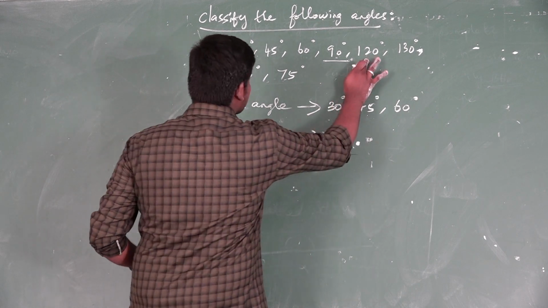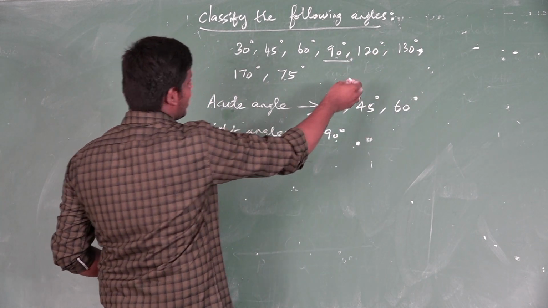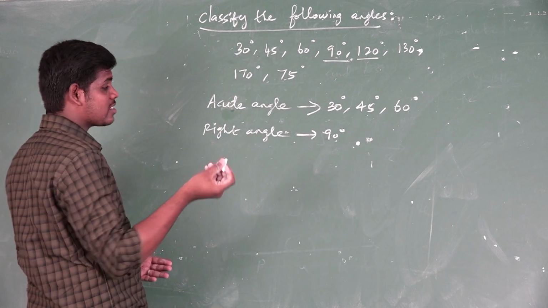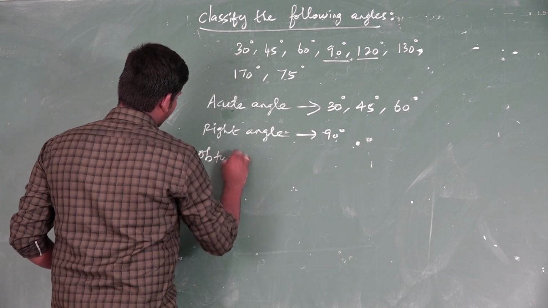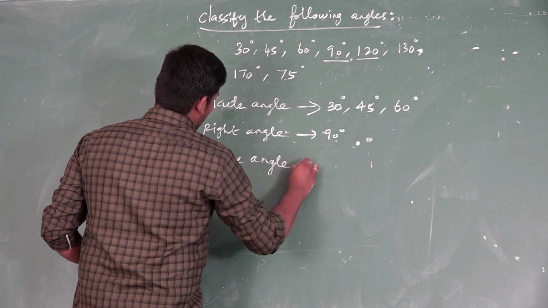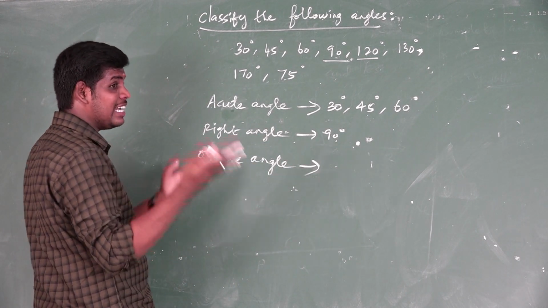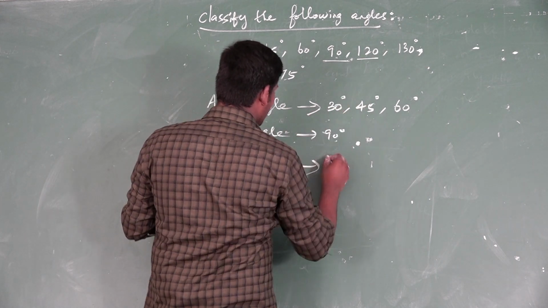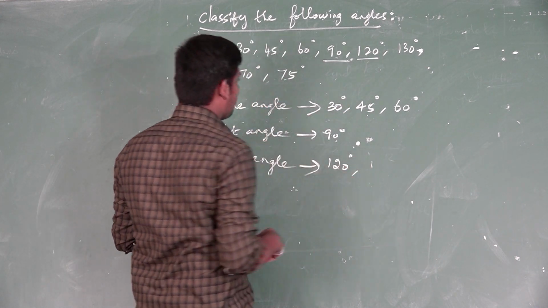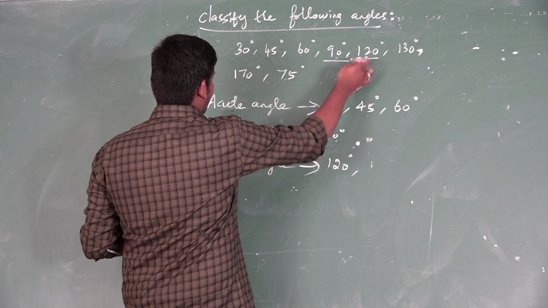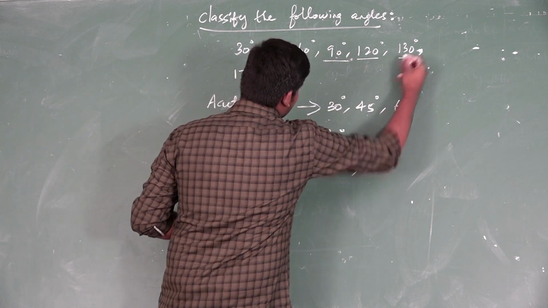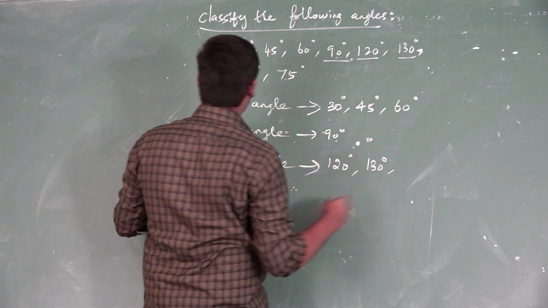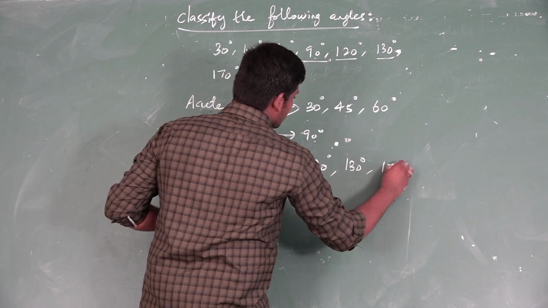And the next one is 90 degrees, a right angle. Next, more than 90 degrees. So more than 90 degrees is called what? Obtuse angle. So obtuse angles are more than 90 degrees and less than 180 degrees. In between, that is called an obtuse angle. So 120 also, up to 180, is an obtuse angle. 130 also is an obtuse angle.